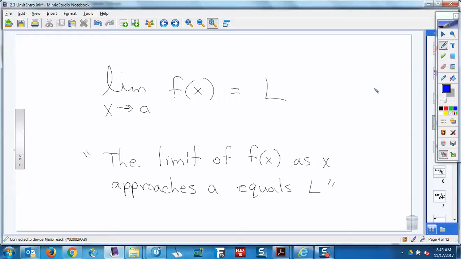Now we do have some limits that do not exist, that don't approach anything, okay? And we will say that. There are some limits that do not exist, okay? And you're going to see here, I've got a couple of little videos that I kind of like that show this.